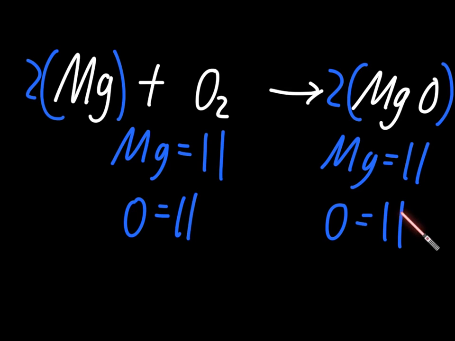These numbers don't all have to be the same. They just have to be the same across. You need the same number of magnesiums and the same number of oxygens. But if this one, just for example, happened to be 4 and the magnesium was still 2, that's okay. There's nothing wrong with that.